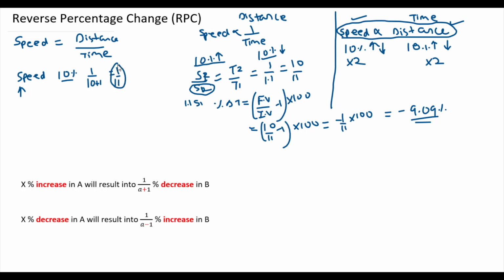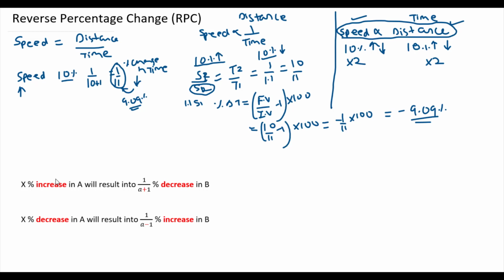This 1 by 11 represents the percentage change in time. Because speed and time are inversely proportional, speed is increasing, therefore time will decrease. By how much percent will it decrease? It will decrease by 1 by 11%, which is 9.09%. See, we can get this answer within 10 seconds. You don't have to do even this much calculation. You can do this entire calculation mentally if you remember that table of percentage equivalent of ratio.